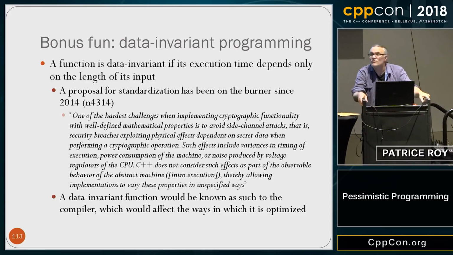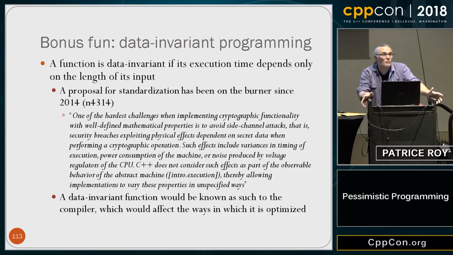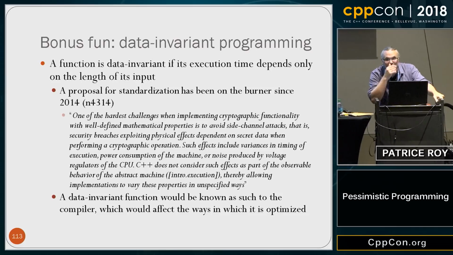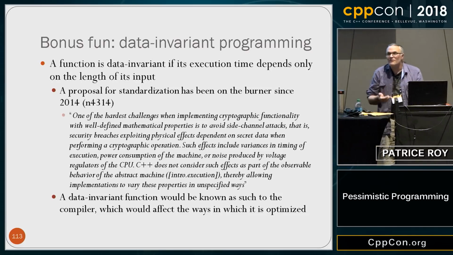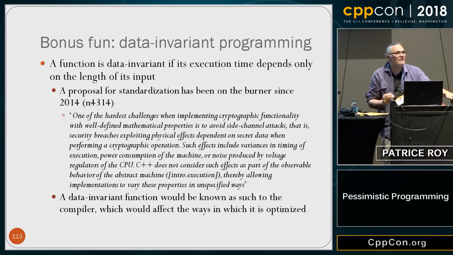We don't specify these things. We don't talk about timing in the abstract machine. That's not what we do. So what the paper called the data invariant function would be one that tells the compiler, this one, it's really important that the time's always the same.